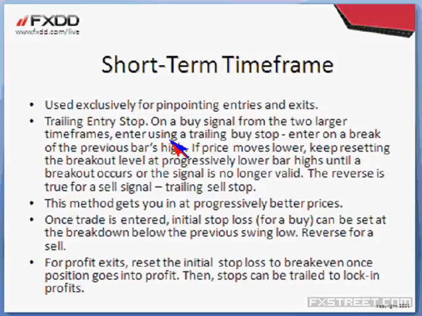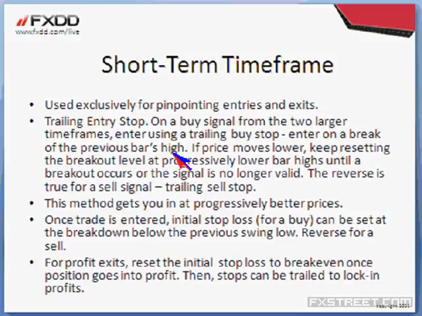So on a buy signal from the two larger time frames, I'm entering using a trailing buy stop. Once again, this is provided that the long-term time frame is showing an uptrend, and the intermediate-term time frame is showing a recovery of a dip, a cross above oversold. So I'm looking for some type of an entry stop. How am I doing that? I'm entering on a break of the previous bar's high. So once we turn to the short-term time frame, in this case the 1 hour, I'm looking for an entry on the previous bar's high.